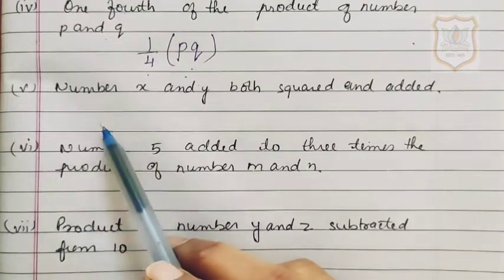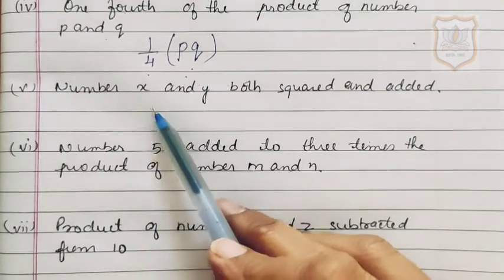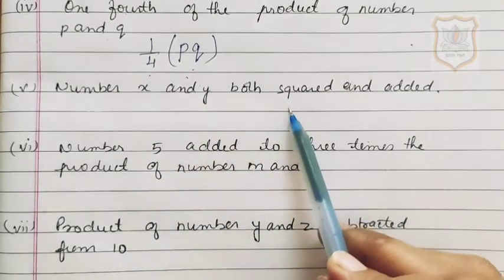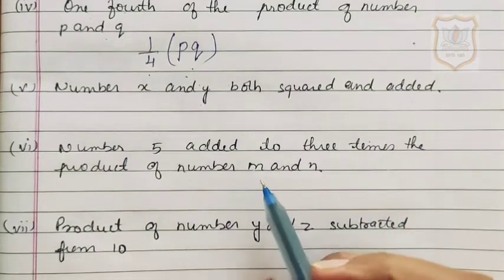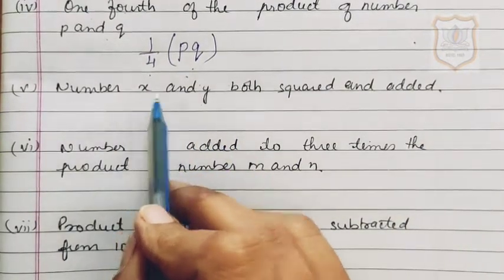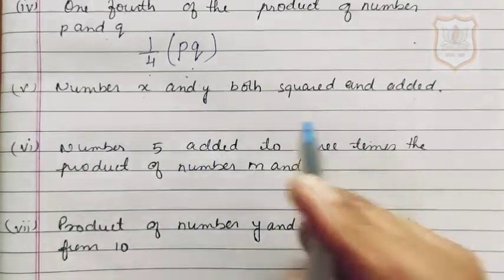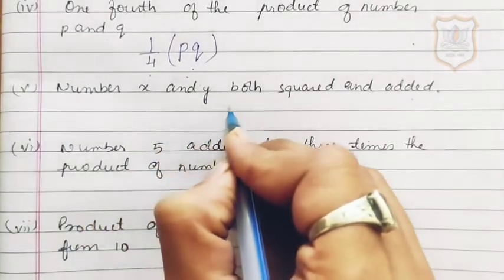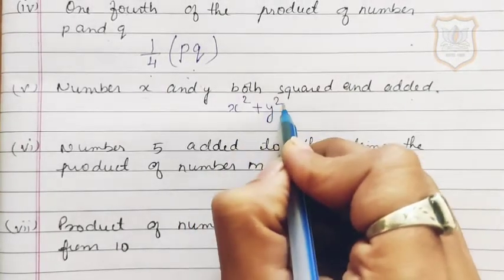Fifth one, number x and y both squared and added. Number x and y both are to be squared and then we have to add them. Means you have to square x and also square y, and then you have to add these two terms. So the answer will be x squared plus y square.